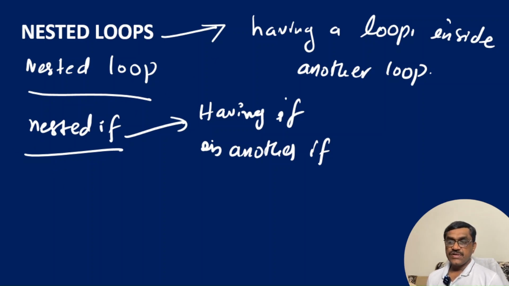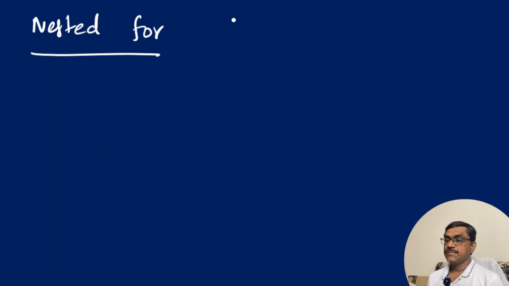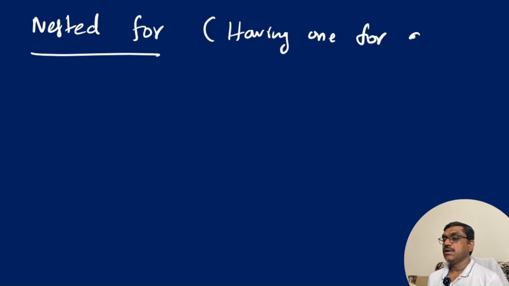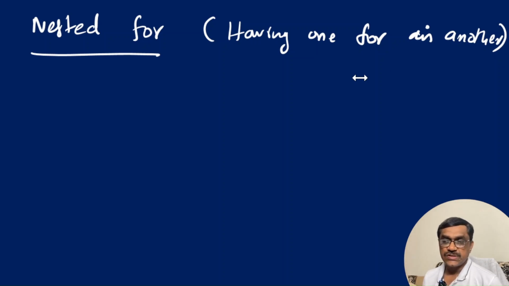Now we will see different types of nested loops. First, we are going to have nested for. What is nested for? Having one for in another for. Not only one for and another for, you can have more than two fors also. Now we will see the syntax for the nested for.